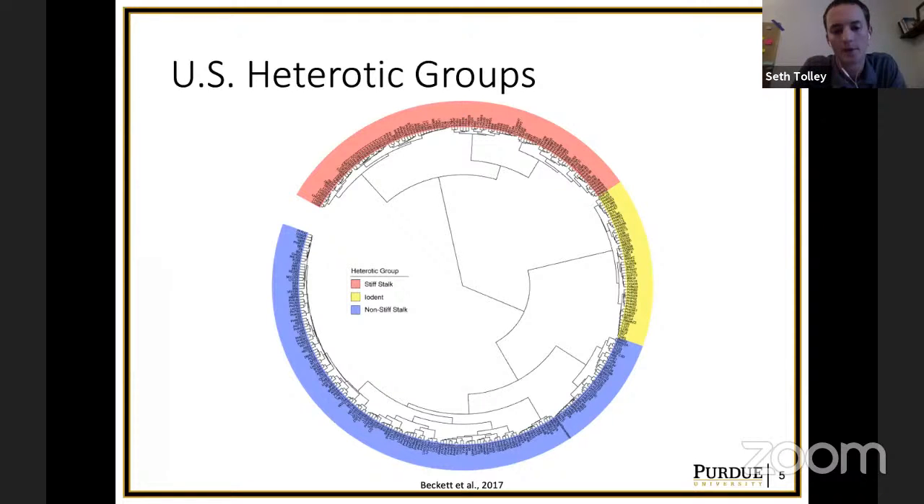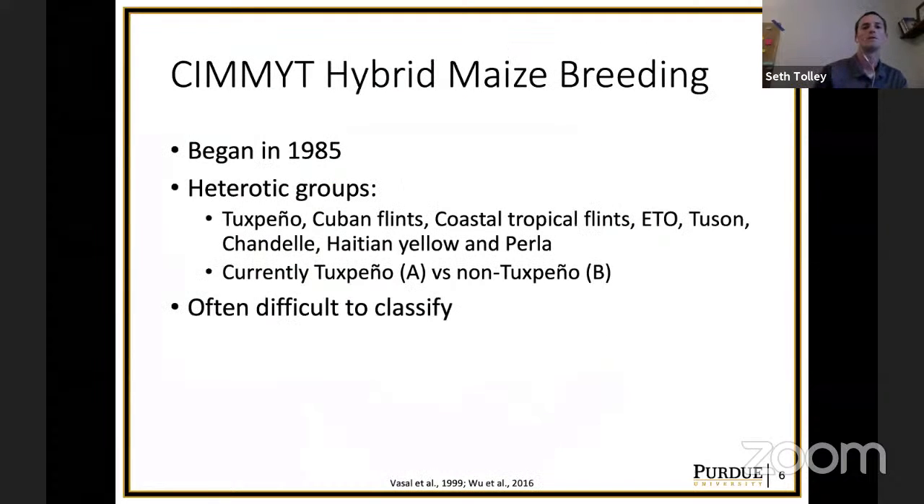Some recent publications, such as this one here, which you can see from Dr. Rochford's group in 2017, also look at the classification of the ident heterotic group, as well as the non-stiff stalks and the stiff stalks. And this is largely done because the idents are often used, and also because they show similar performance with the non-stiff stalks and the stiff stalks in terms of yield.